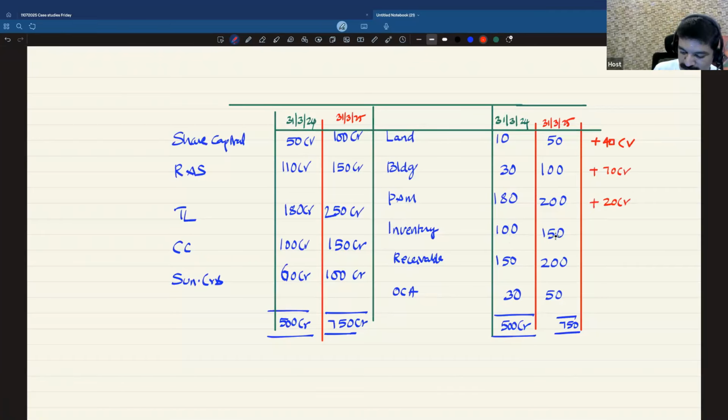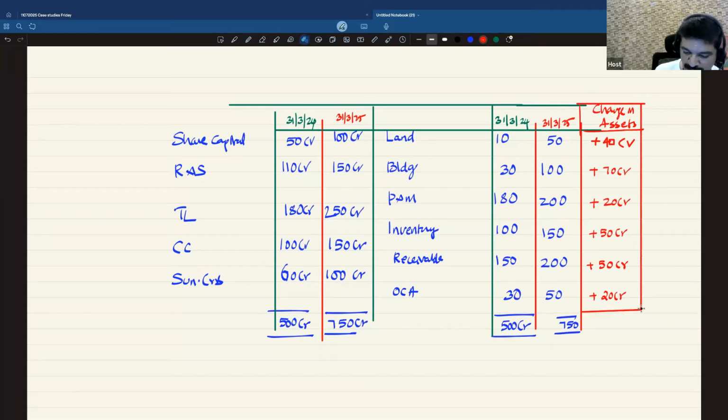Also see what is the investments happening in inventory. From 100 to 150, it has increased by 50 crore, right? Receivables increased by another 50 crore. Other current asset increased from 30 to 50, it has increased by 20 crore. So this is the change in asset that has happened during the year.